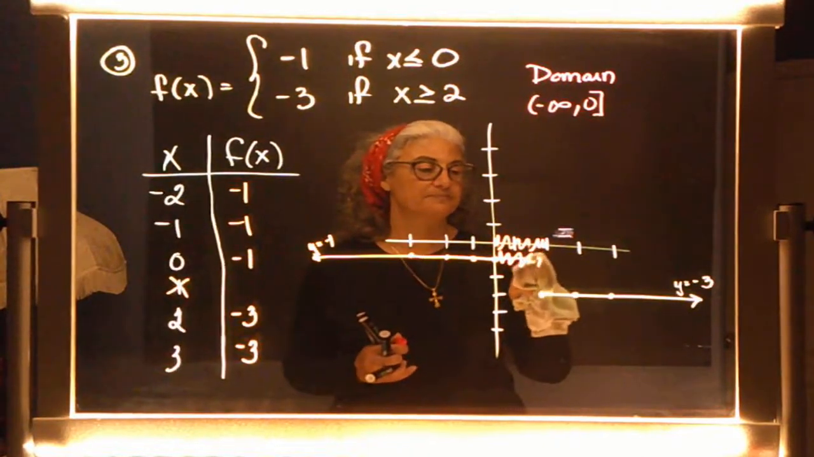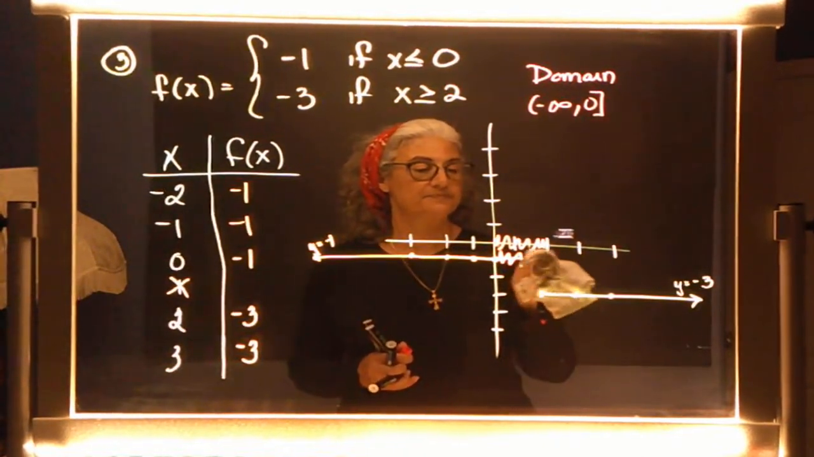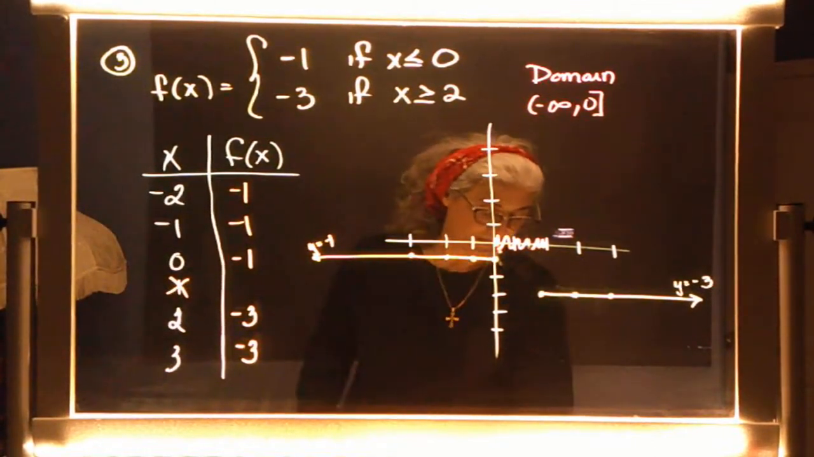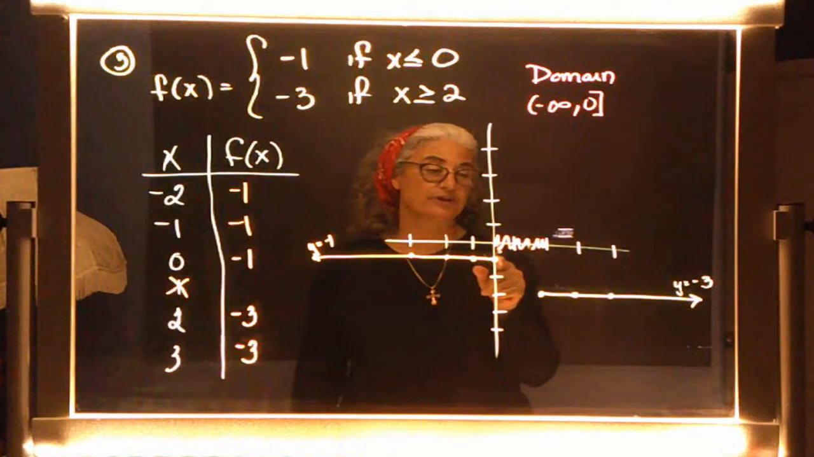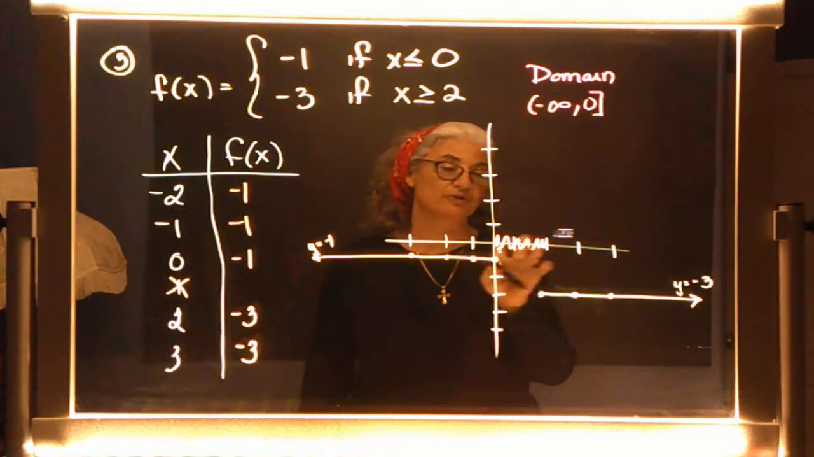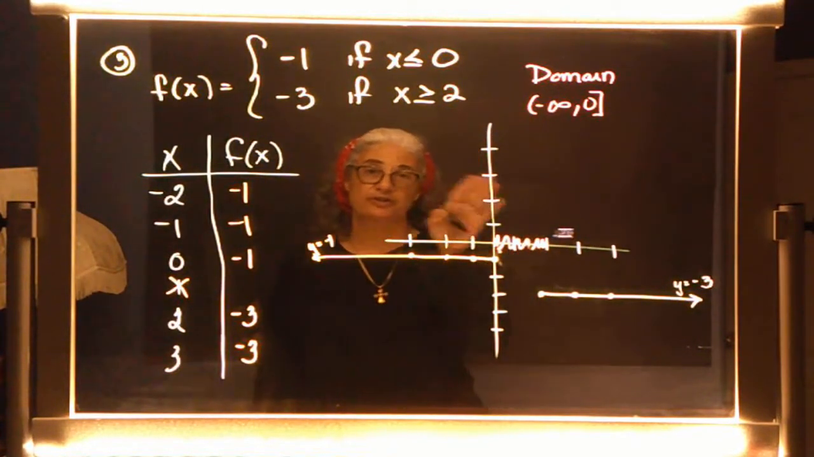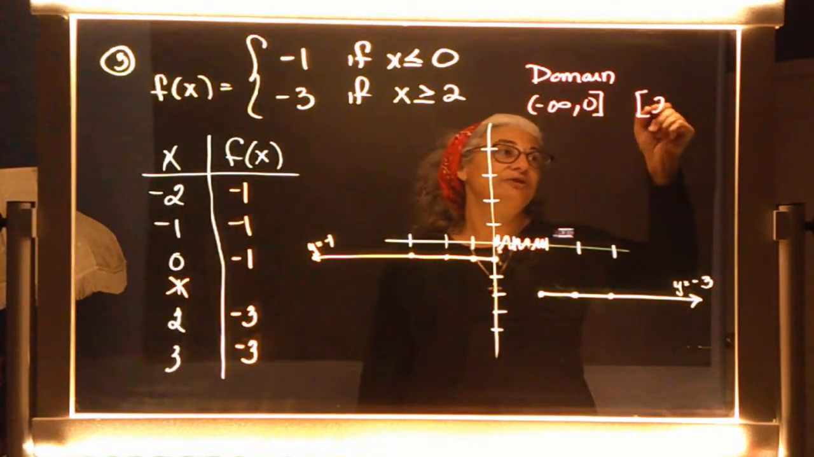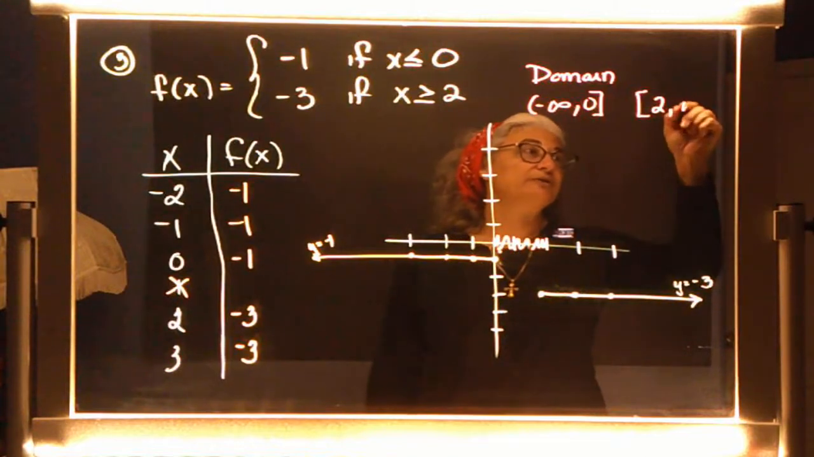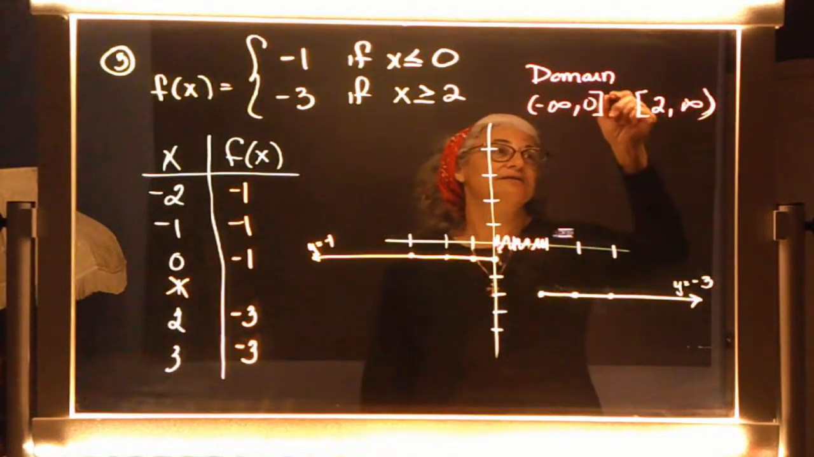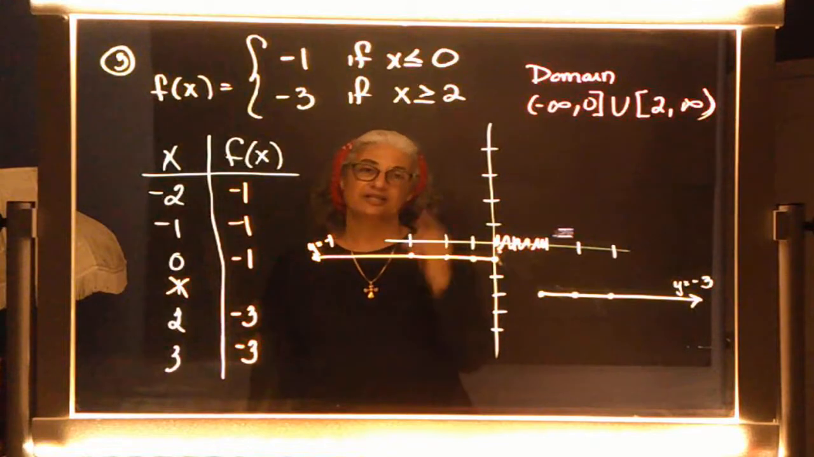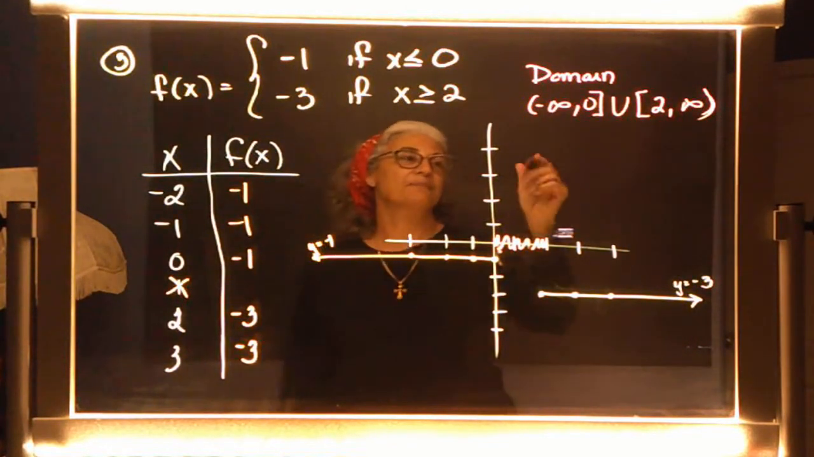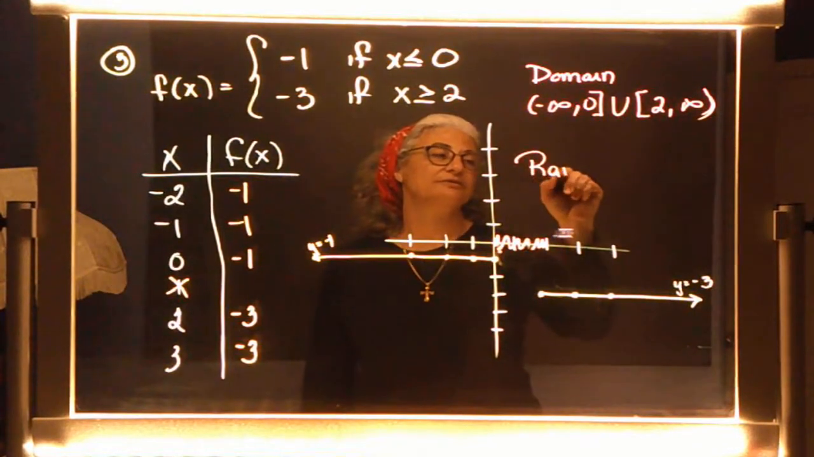I'm going to draw it up there. Right? The x stopped here at 0, and then it didn't pick up again until 2, so all these x values between 0 and 2 aren't even being used, are they? So my domain picks up again at 2 and goes all the way to infinity, doesn't it? Yep, got to put the union in there to keep it as one sentence, one answer. Okay? Okay. Now the range.